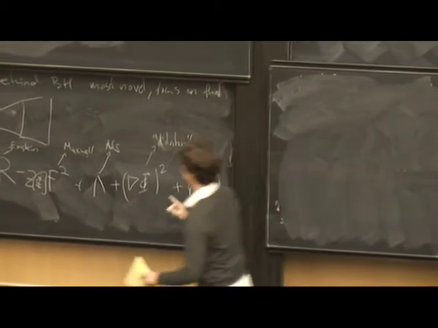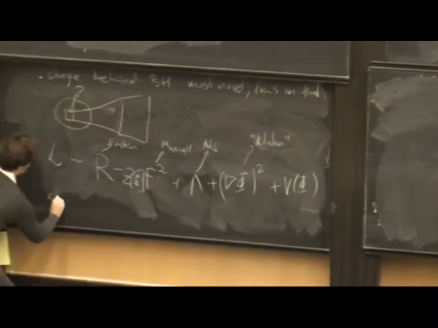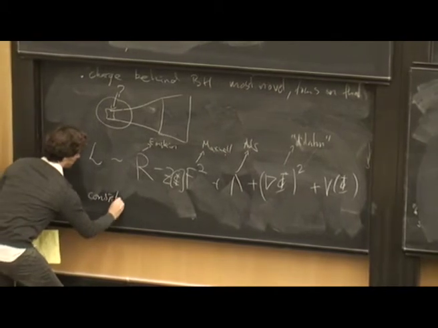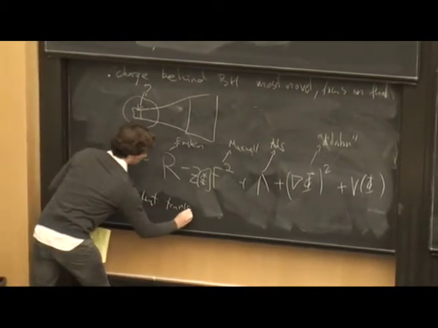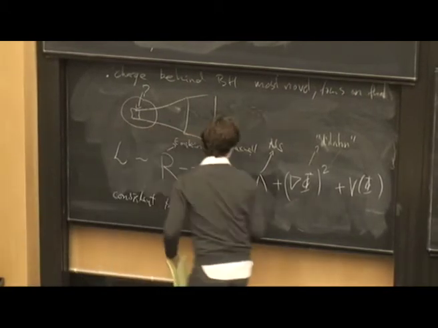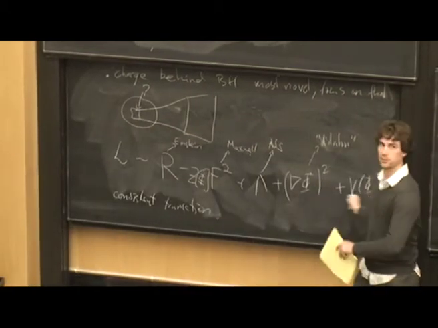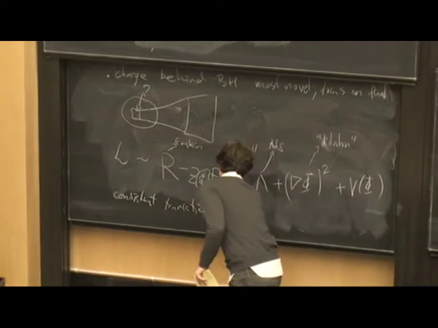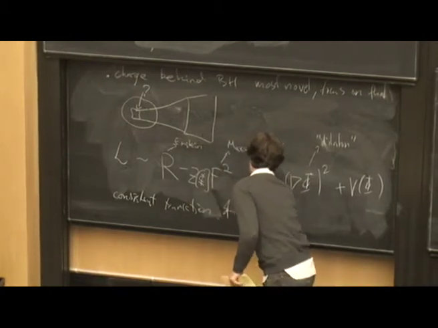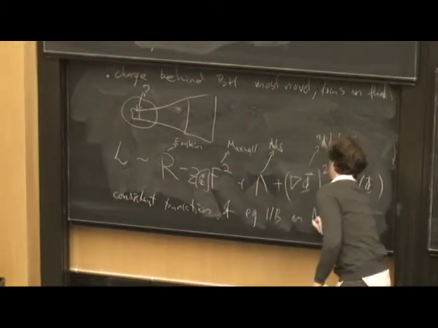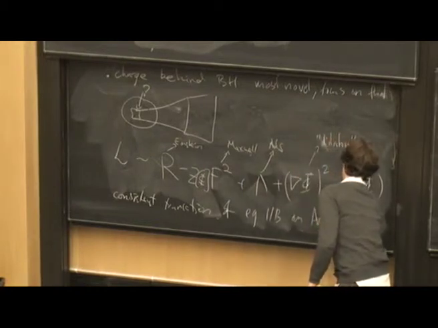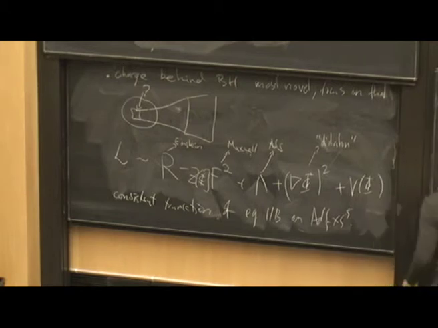again, the idea is this is a consistent truncation. Of course, for a particular potential and particular Z. So a consistent truncation of, for example, type IIB on AdS5 times S5.